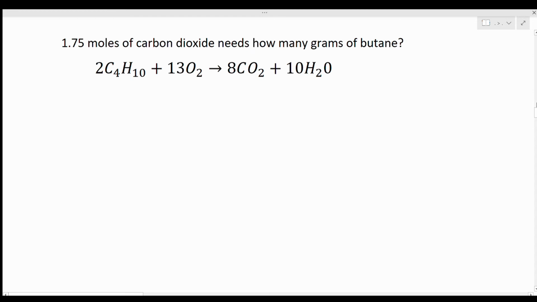Here is another example. 1.75 moles of carbon dioxide needs how many grams of butane? Okay, let's write our map for reference.